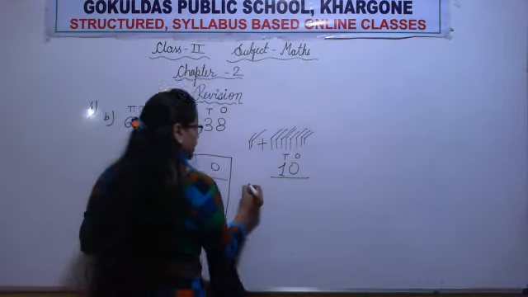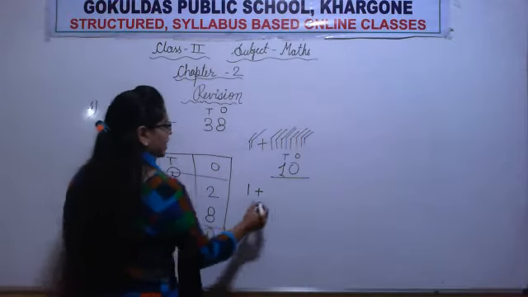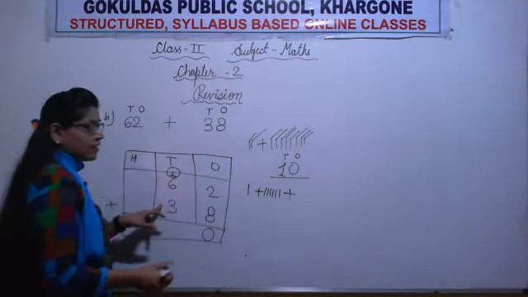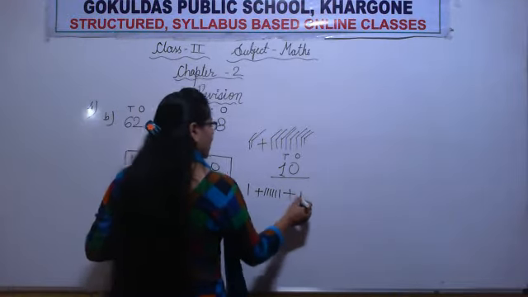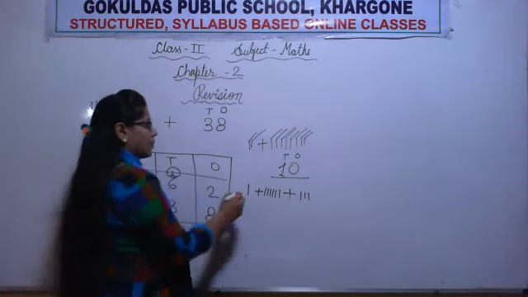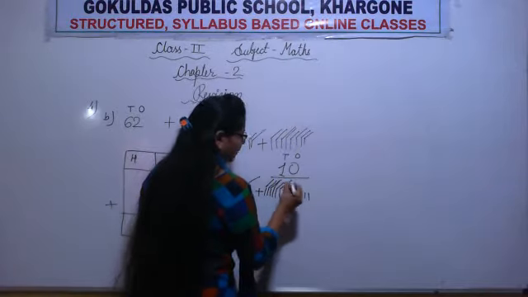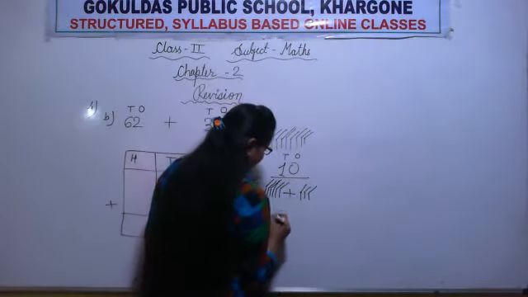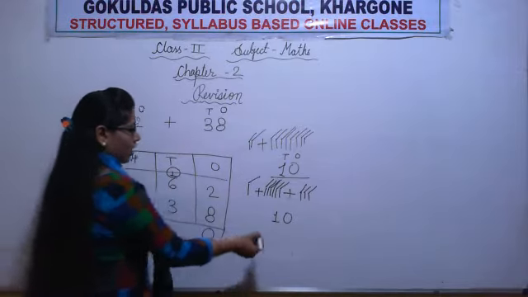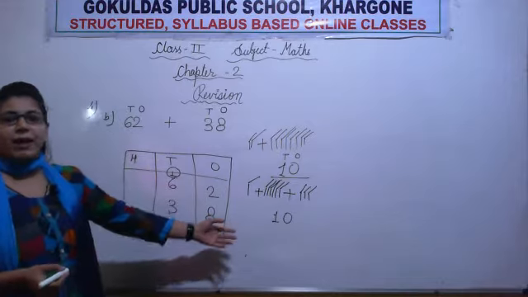So let's add 1 stick for this one, and 6 sticks. So 1, 2, 3, 4, 5, 6. Now 3 sticks. 1, 2, 3. Now let's count how many sticks are there. 1, 2, 3, 4, 5, 6, 7, 8, 9 and 10. Again we got a 2 digit answer. So I should write the 0 here and this one here because we got the same answer.